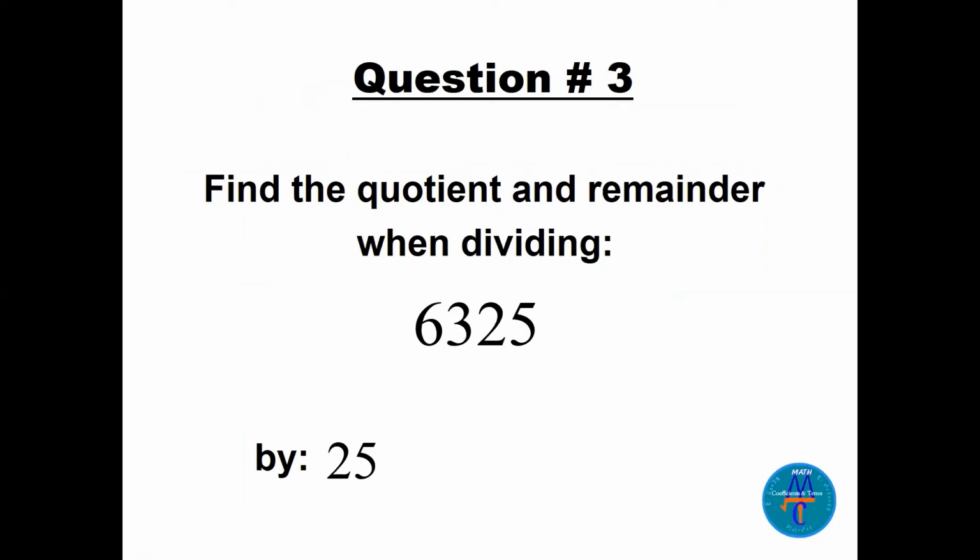Find the quotient and the remainder when dividing 6,325 by 25. Similar to the question I gave you at the beginning, but this is with bigger numbers. So divide 6,325 by 25. Try to give me the quotient, which means the result after we divide, and then the remainder is whatever is left at the end. Take a minute, try it please, and then you can check the answer on the next slide.